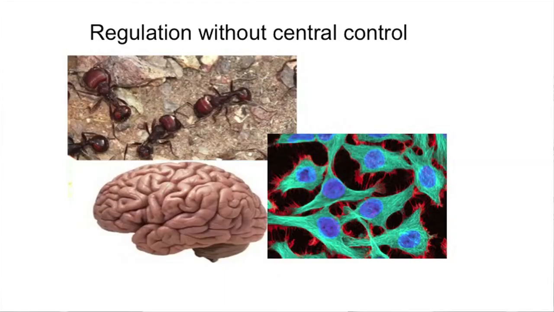So I'd like to ask how we can apply what we're learning from decentralized systems without central control, in which simple local interactions among the parts combined create the behavior of the whole, and how that functions differently in different environments. So I study ants, and ants smell with their antennae.